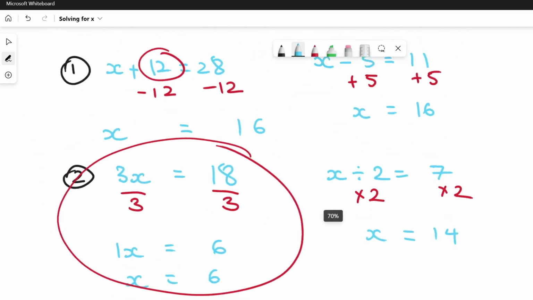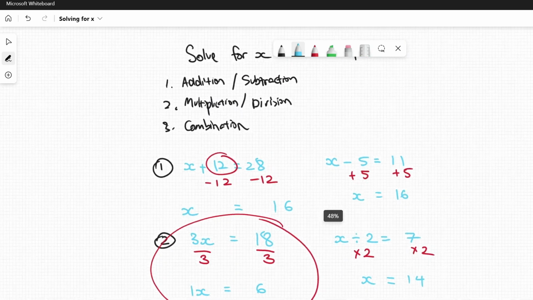So that's pretty much it. That's how you solve for x by transposition.